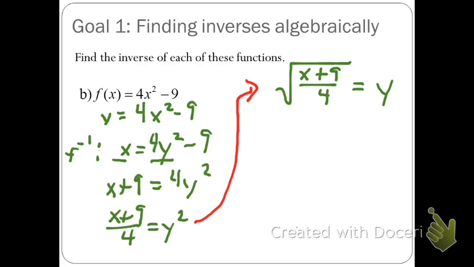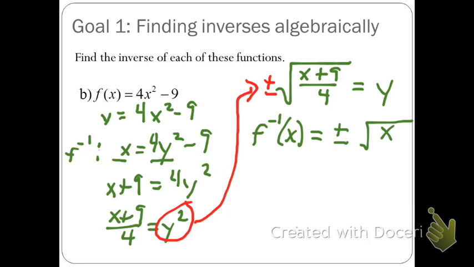We had y squared, and so whenever we solve, we can't just say it's the square root of (x plus 9) over 4. We have to say it's plus or minus the square root of (x plus 9) over 4. Alright, and then in function notation, what that means is that f inverse of x is equal to plus or minus the square root of (x plus 9) over 4.